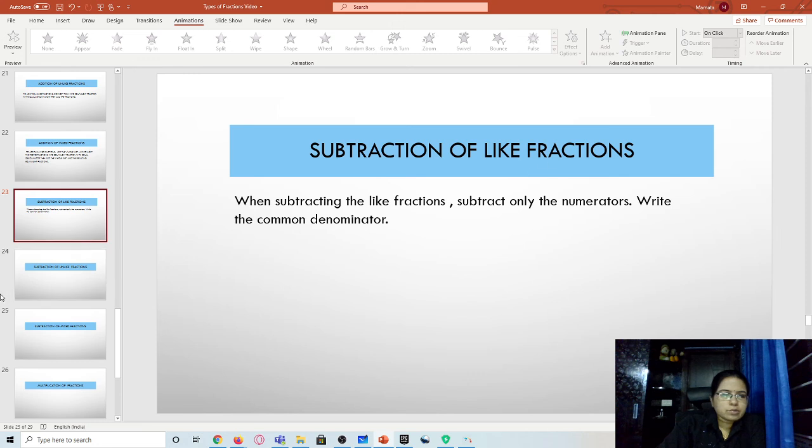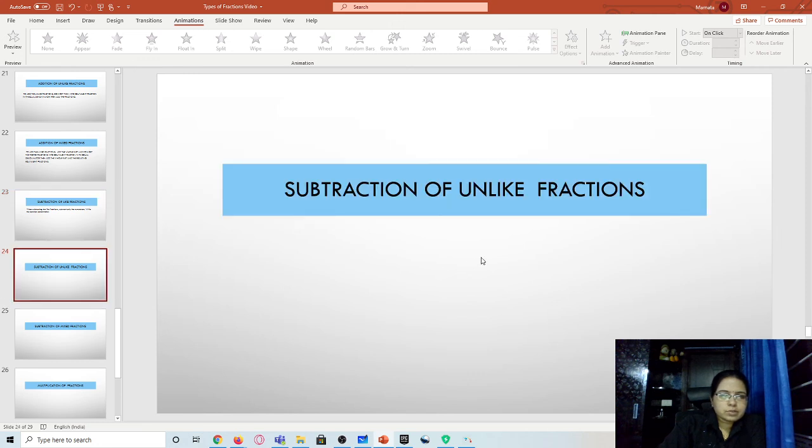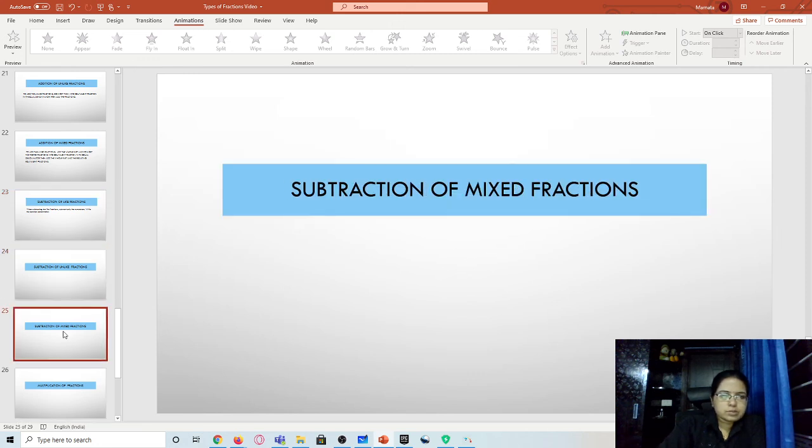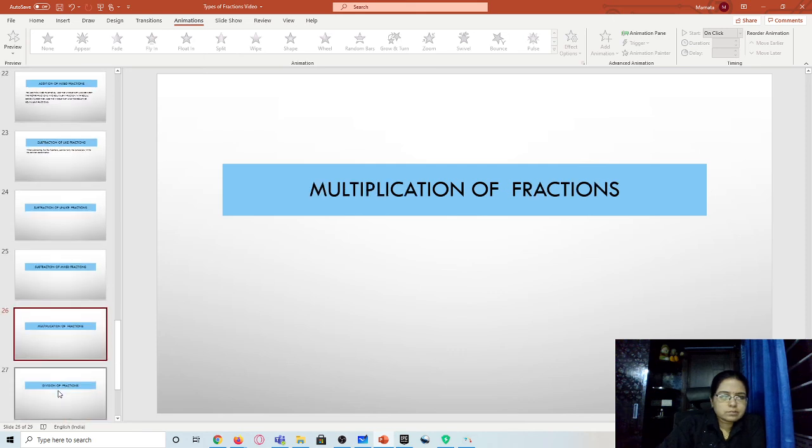Subtraction of like fractions is done. Then subtraction of unlike fractions, done. Then subtraction of mixed fractions, done. Then multiplication of fractions. How to multiply fractions?